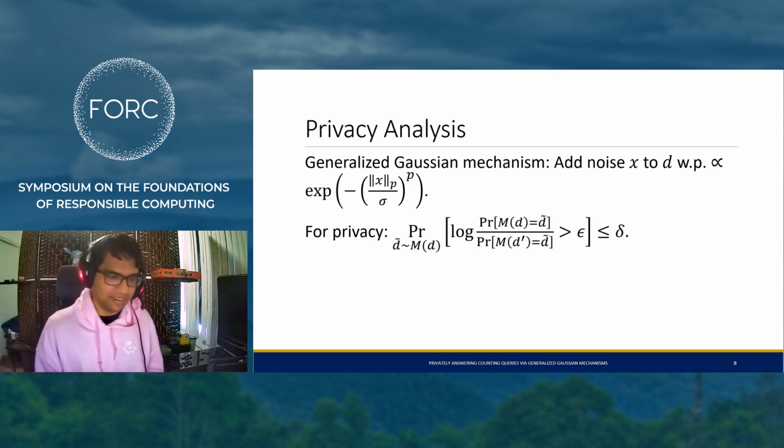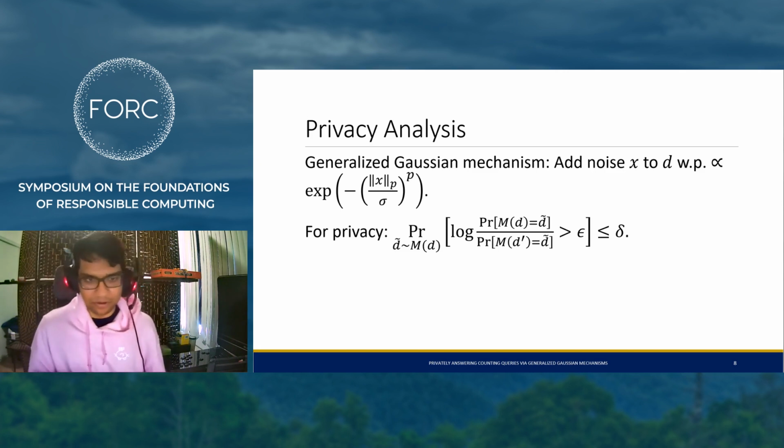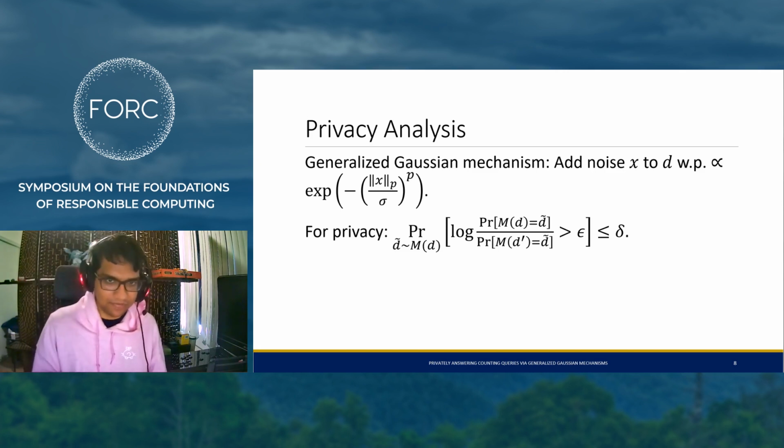So the sufficient condition we'll use for epsilon-delta differential privacy is that if we sample a random noisy vector d tilde from M(D), and then we look at the log likelihood ratio of M(D) and M(D prime) at this vector, then the log likelihood ratio shouldn't exceed epsilon with probability more than delta.